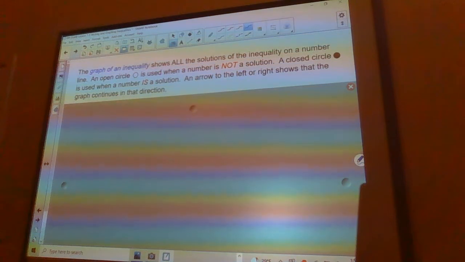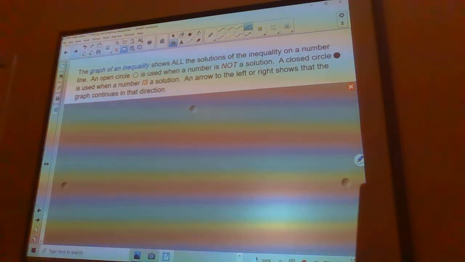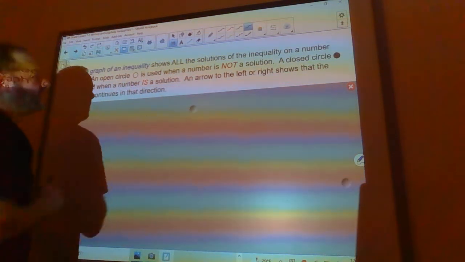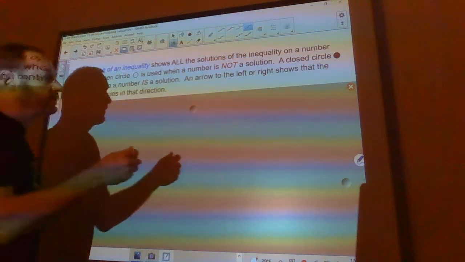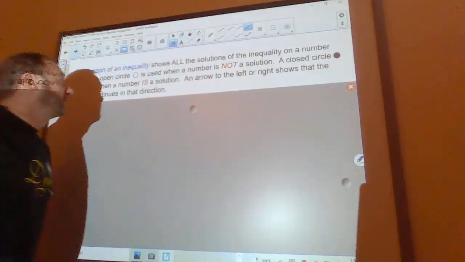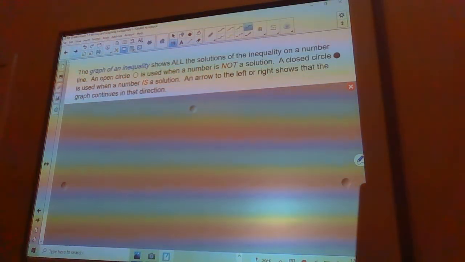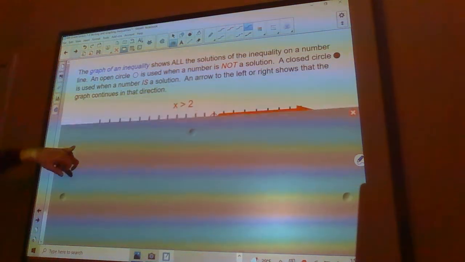The graph of an inequality shows all the solutions of the inequality on a number line. An open circle is used when a number is not a solution. A closed circle is used when a number is a solution, and an arrow to the left or right shows that the graph continues in that direction.